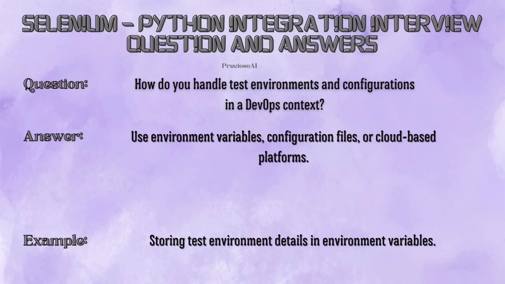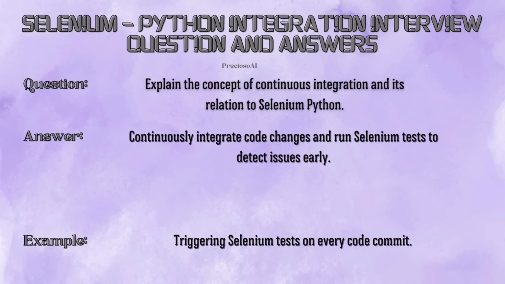variables. Next question is: explain the concept of continuous integration and its relation to Selenium Python. And the answer is continuously integrate code changes and run Selenium tests to detect issues early, for example triggering Selenium tests on every code commit.